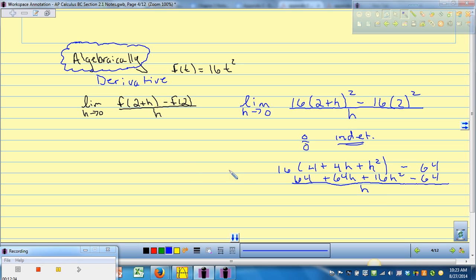What do I need in front? We're taking a limit as h goes to 0. All right, what happens? The 64s are gone.